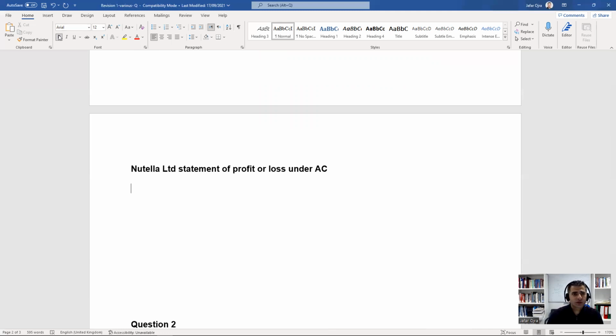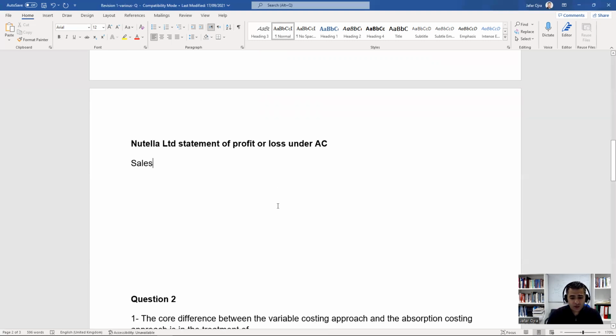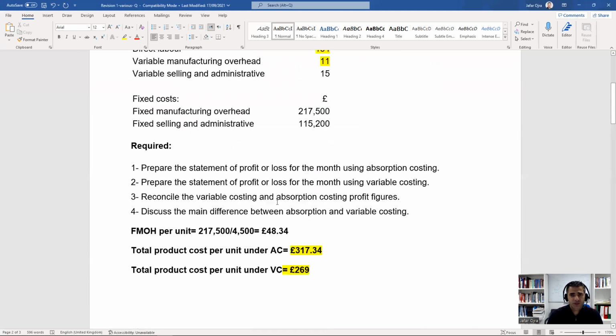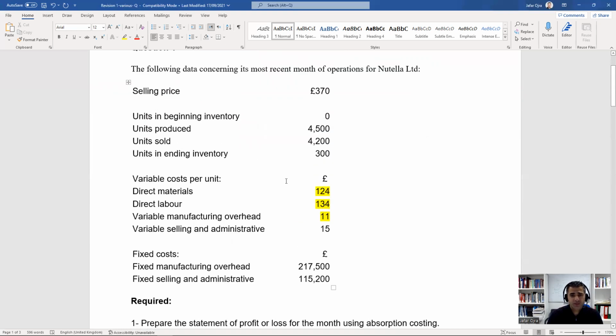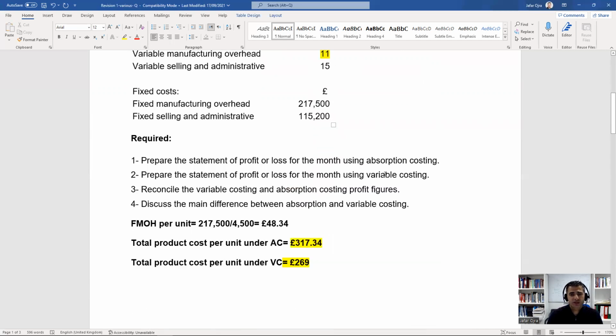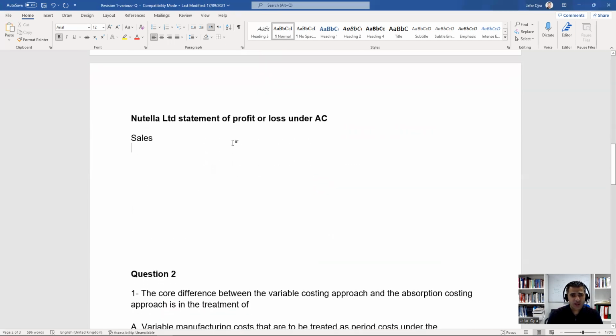So you start with sales revenue. If you look at the question, let's have a look at the question here. Selling price is £370, and the number of units sold is 4,200. If you multiply them together, you should find out the sales.